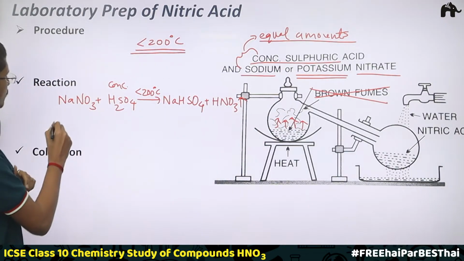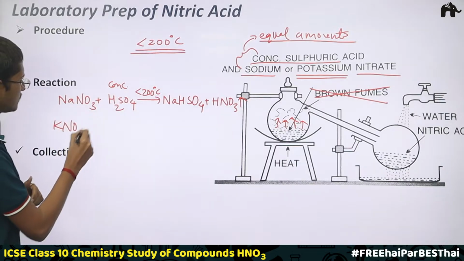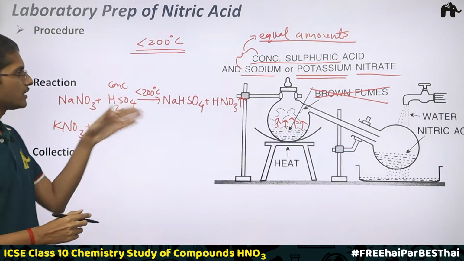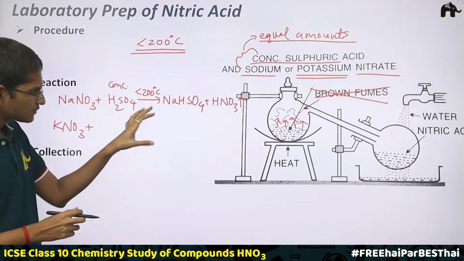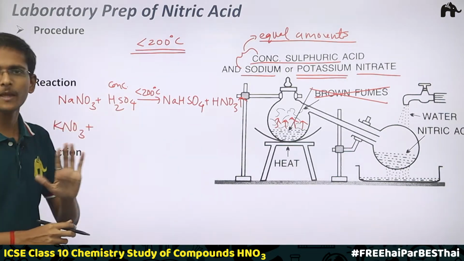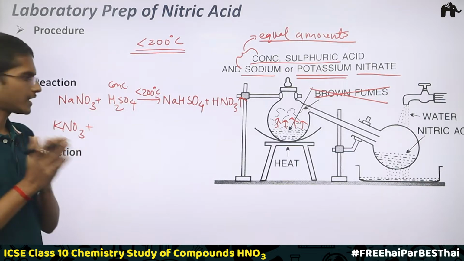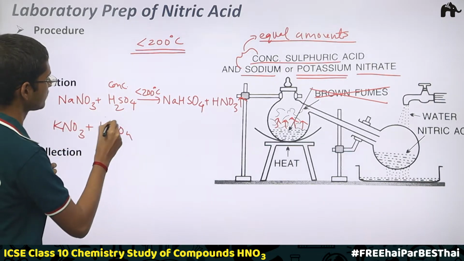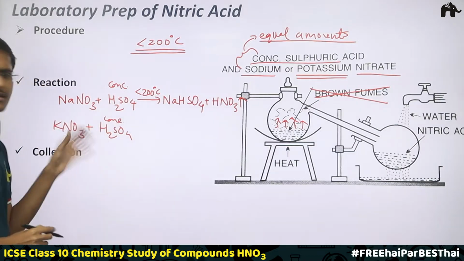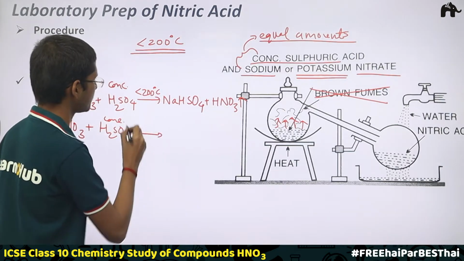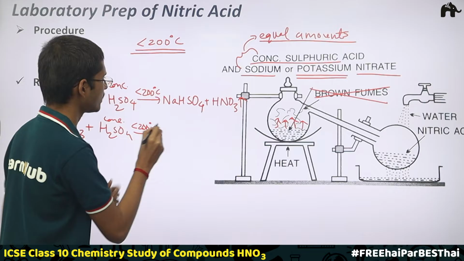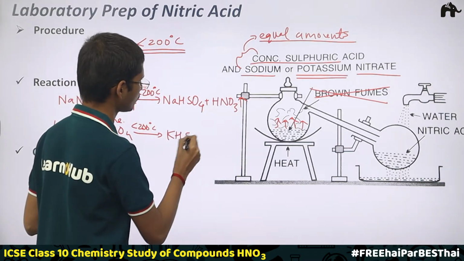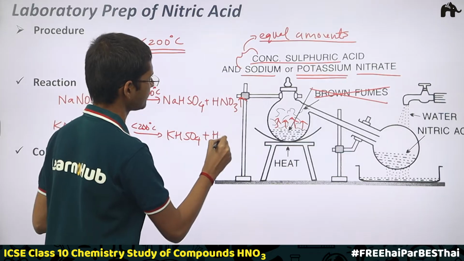Now in the same way you can write the reaction with potassium nitrate. You can pause here and try it; the products would be exactly the same. I hope you have tried. I would write it down: potassium nitrate and concentrated sulfuric acid, with the condition that it should be heated below 200 degrees Celsius, and then the products: potassium hydrogen sulfate and nitric acid.